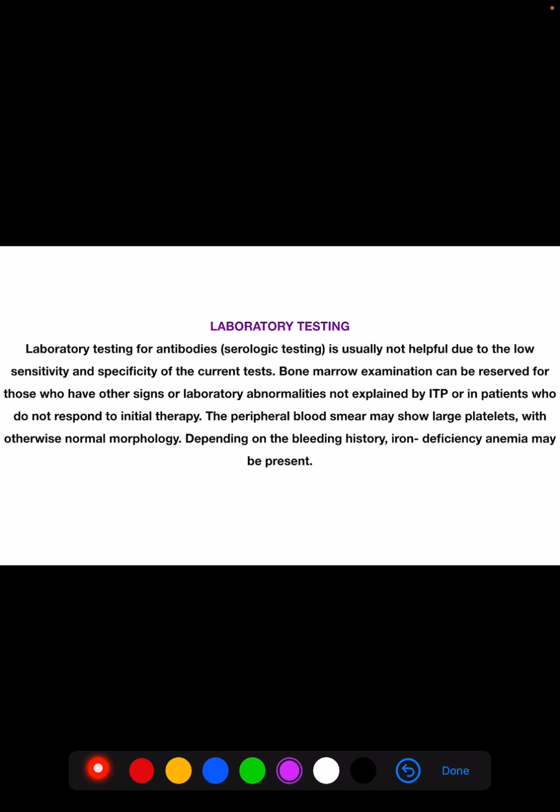But laboratory testing for antibodies is usually not helpful because of the low sensitivity and specificity of the current test. So that is why we can't measure the antibodies. So when do we have to do a bone marrow examination?